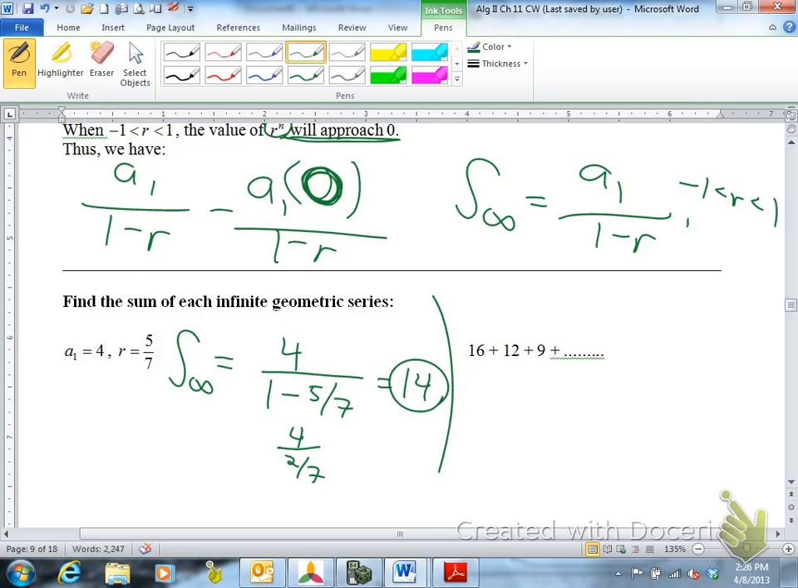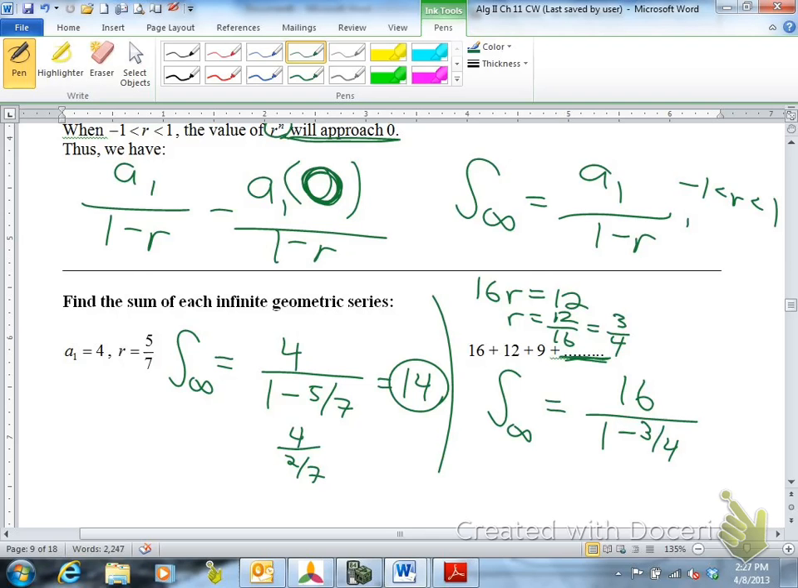You can also do one when you're given a sum. This is infinite. Notice there's dot, dot, dot, and you're not told what n equals, or a number of terms. So you would say the infinite sum. The r value: 16 times something gave you 12, so your r value would be 12/16, which is 3/4. So you would have 16 divided by 1 minus 3/4. When you put that into the calculator, you would get 64.